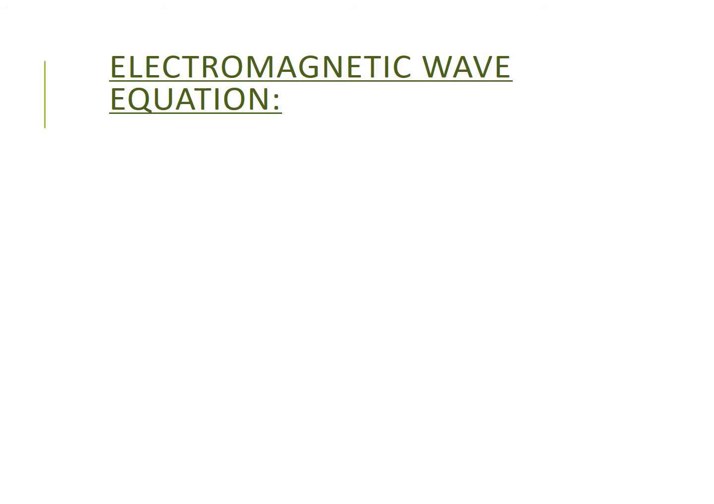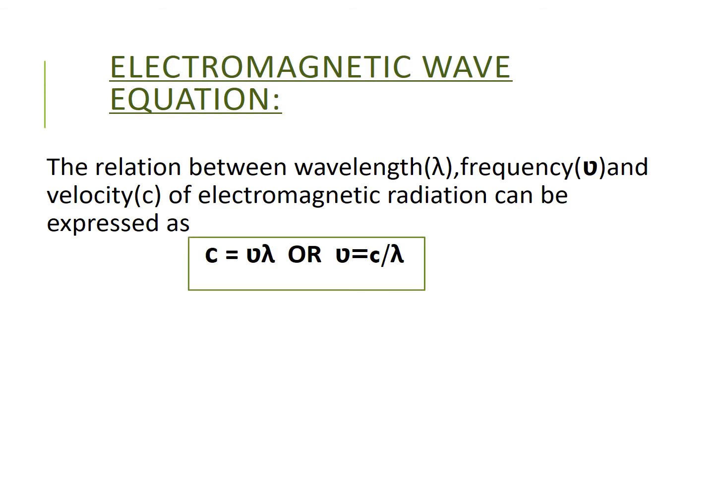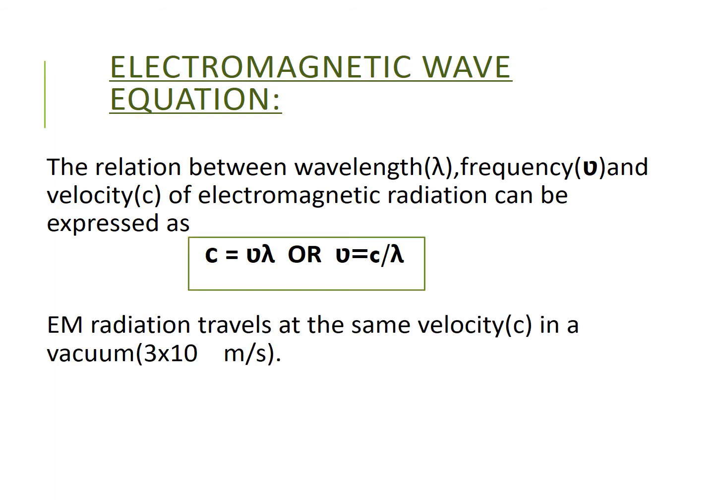So let's look at a very important electromagnetic wave equation. The wave equation is represented like this: c = νλ, or ν = c/λ. In the previous slide, we have seen all these factors. We saw wavelength written as lambda, frequency represented by nu, and velocity represented as c. Velocity is the velocity of the electromagnetic radiation. When you combine all these three factors, you can create a wave equation that is written in this way.